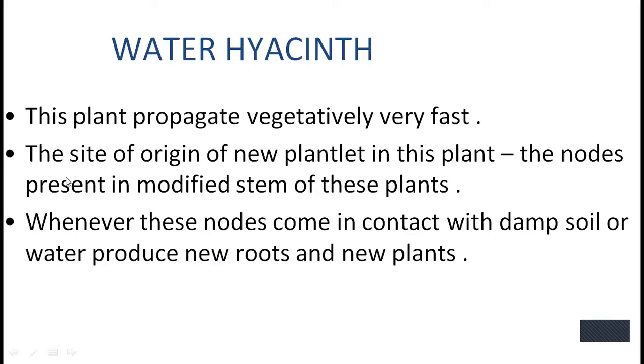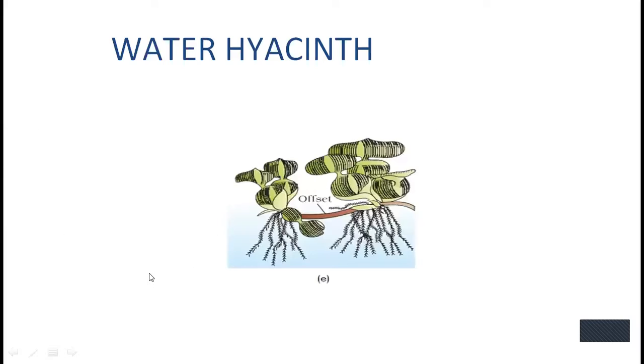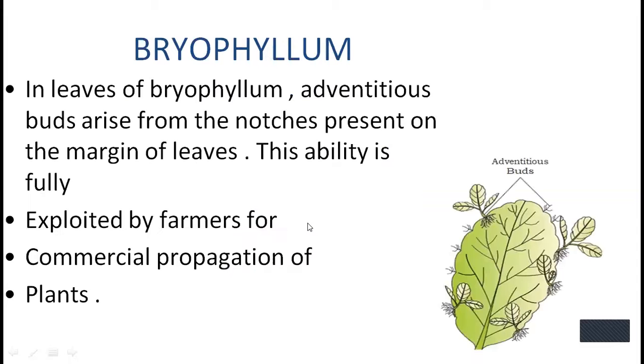And which part is used? The site of origin of a new plant in this plant is the node present in the modified stem. Whenever these nodes come in contact with damp soil or water, they produce new roots and a new plant. You can see this is a stem, and in the middle of the stem are the nodes. Because it is aquatic, when it comes in contact with the soil, see, new roots have come. So this part between two nodes in the stem is known as the offset.